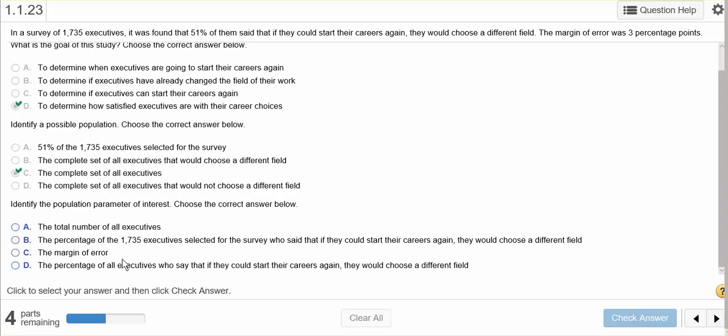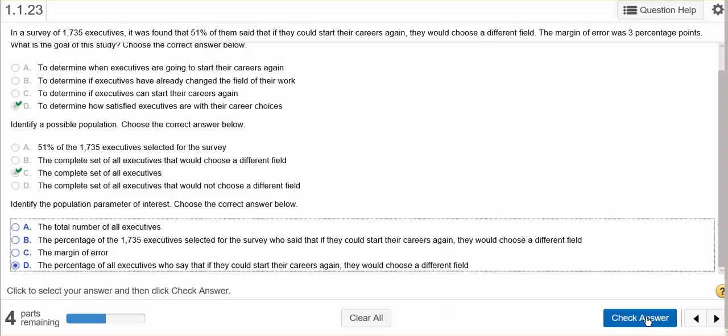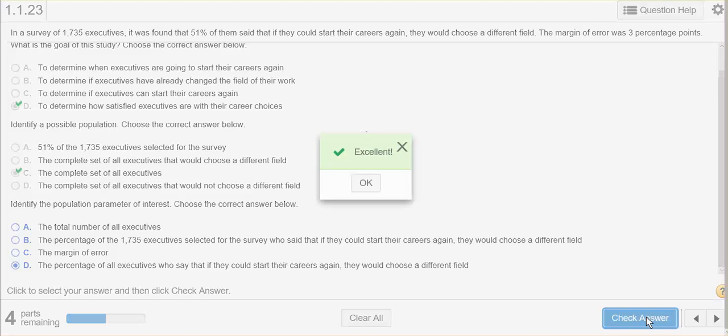C says the margin of error. Now, the population parameter is not the margin of error. Those are two different things. And D says the percentage of all executives who say that if they could start their careers again, they would choose a different field. Ding, ding, ding, ding, ding. D is our answer here.